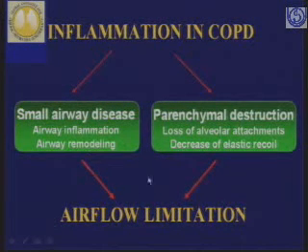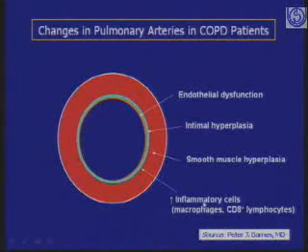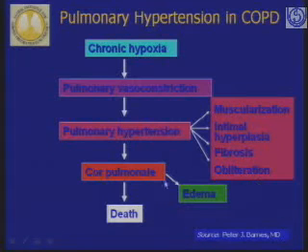So small airway disease or large airway disease, and parenchymal destruction, both of them together give rise to the most important problem, that is airflow limitation or obstruction, and that is the basic pathogenesis. And one of the most important long-term effects is the changes that happen in the pulmonary arteries. There is endothelial hyperplasia and smooth muscle hyperplasia. This gives rise to pulmonary artery hypertension, and this then gives rise to right heart failure, which is actually the cause of death in most of these patients with chronic obstructive airway disease.